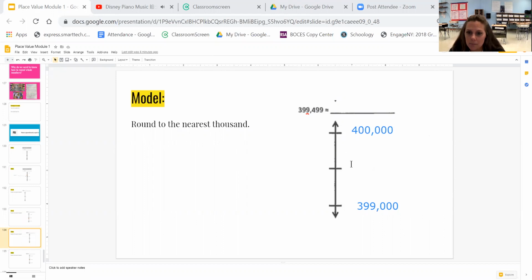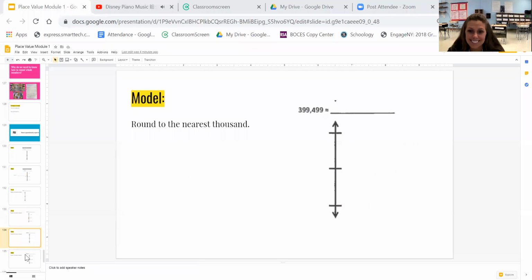And then my midpoint would be 399,500. It's exactly in between. Then I could go ahead and label my number line. So where would this number be? And when you look, it's pretty darn close to 399,500 because it's only one away. So it's pretty close. Now we need to decide, is it closer to 400,000 or 399,000? When I look at this, I see that it's only 499 away from 399,000. So my answer is 399,000.